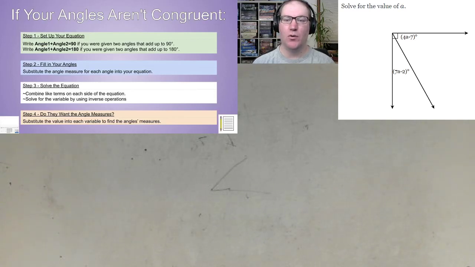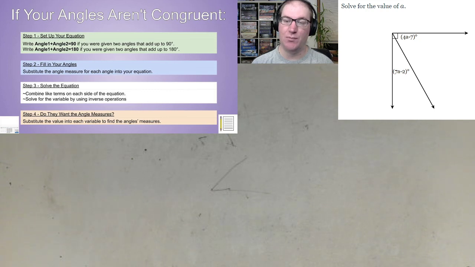In this video, we're going to learn how to solve equations involving complementary and supplementary angles. So in this first example on the screen here, it says to solve for the value of A. And when you look at the picture, you see that neither angle is labeled with a number. Both of them have algebraic expressions. But we should notice that both of the angles do combine to be a 90-degree angle.